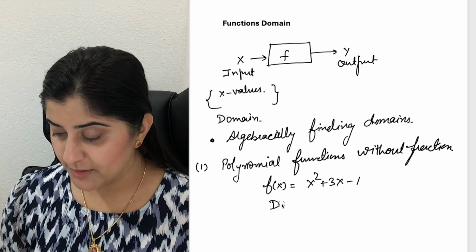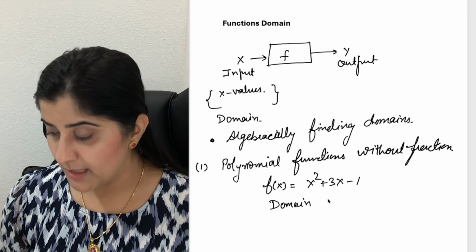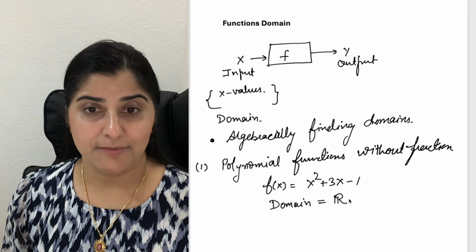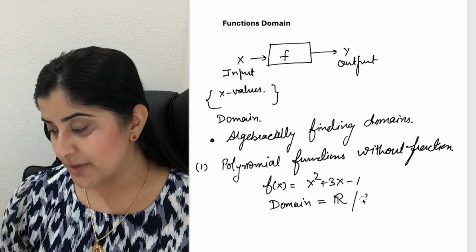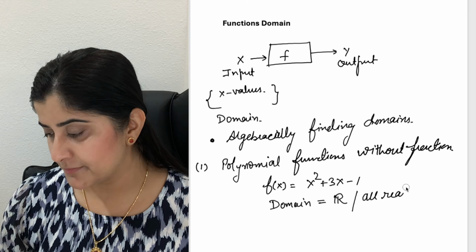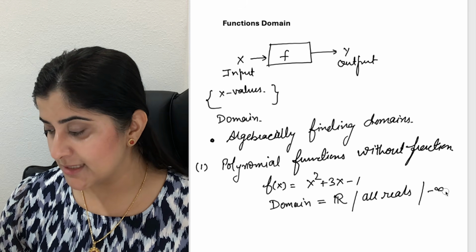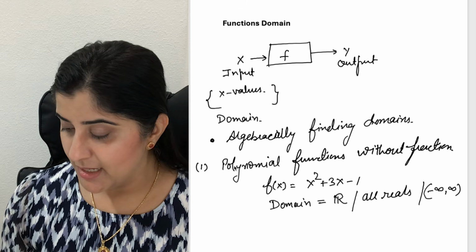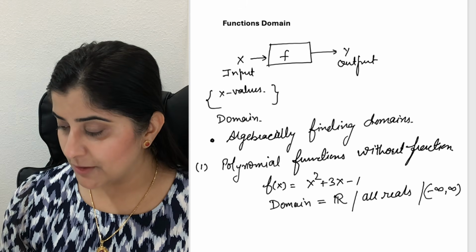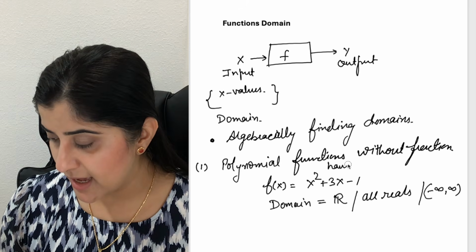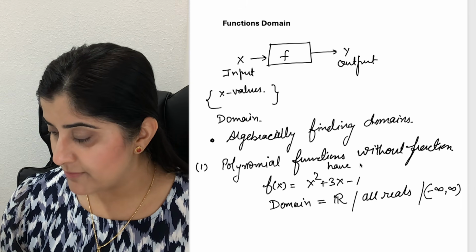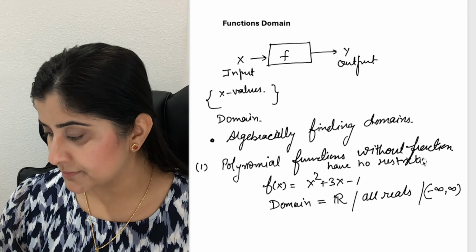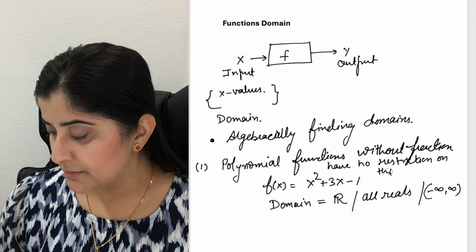So the domain of this function is all real numbers. This is how we write all real numbers, R with two lines. You can also write all reals, and you can also write it as negative infinity to infinity, all real numbers. So polynomial functions without fractions have no restriction on the domain.